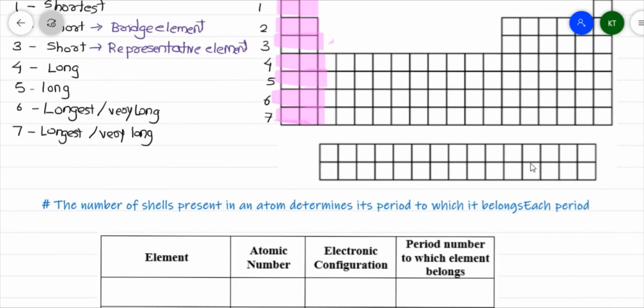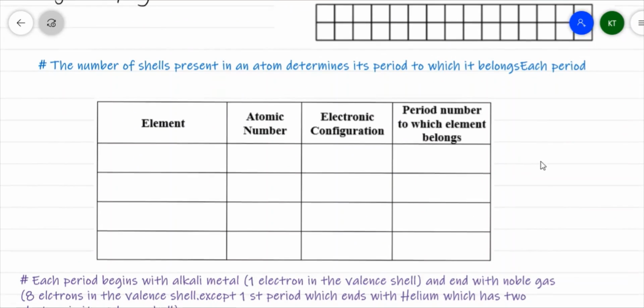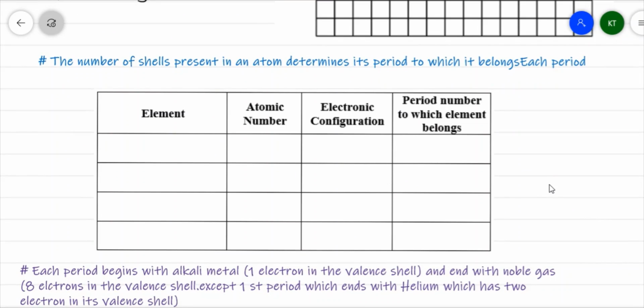Now, generally, how can we find out which elements belong to which particular period? How to determine that a particular element belongs to a given period? For this we need to know only the electronic configuration. The number of shells present in an atom can tell us to which period the element belongs.